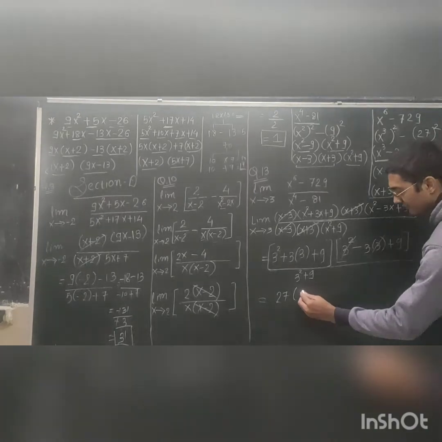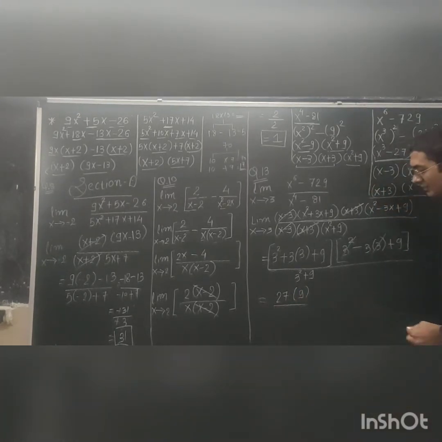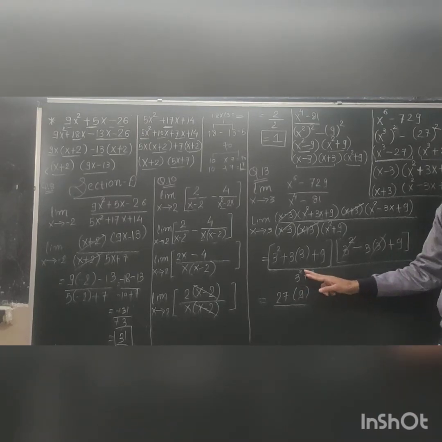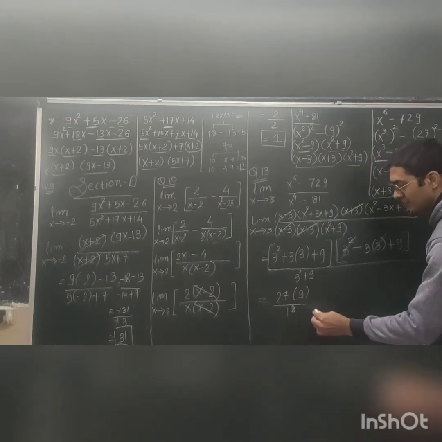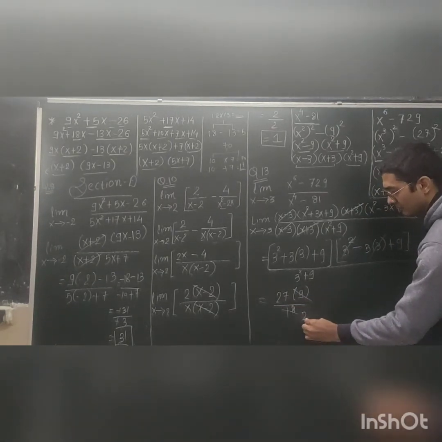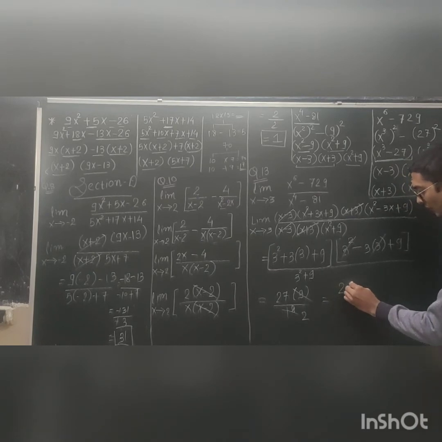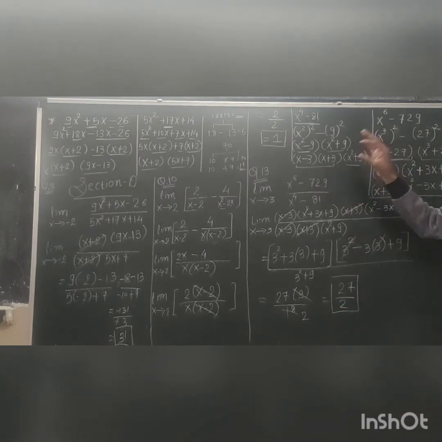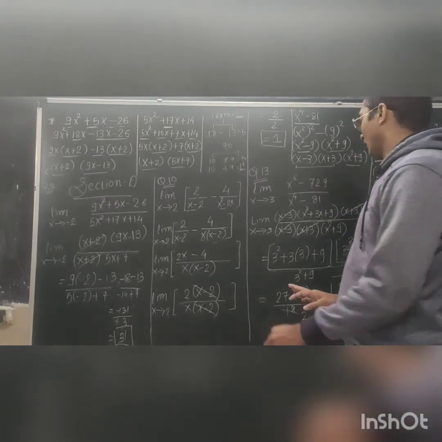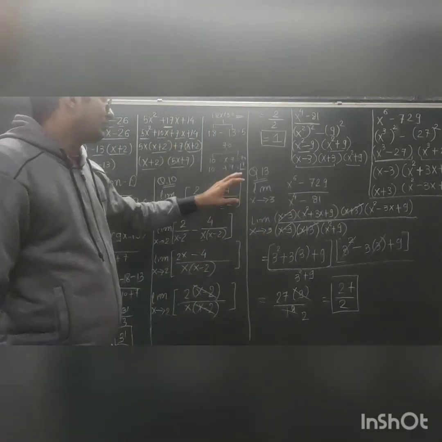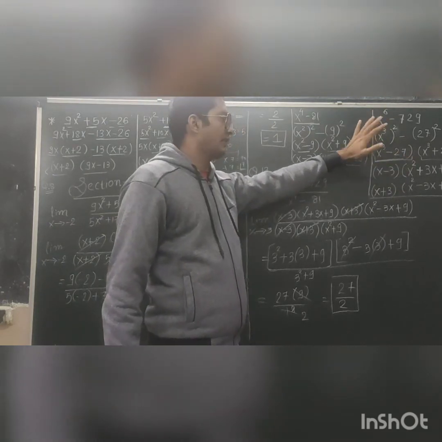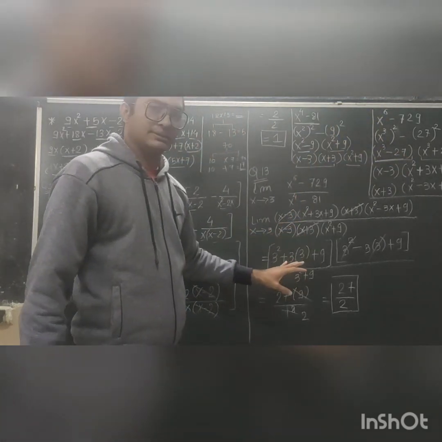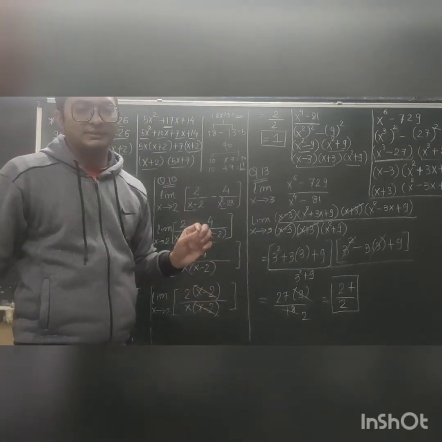So final is 9. In the numerator, 3 square 9, 9 plus 9, 18. Here 9, here 18. So the final answer is 27 divided by 2 for this factorization. So if you see the question, it looks very simple. But whenever we have simplification for this factorization, it becomes quite lengthy. But overall the sum is simple.